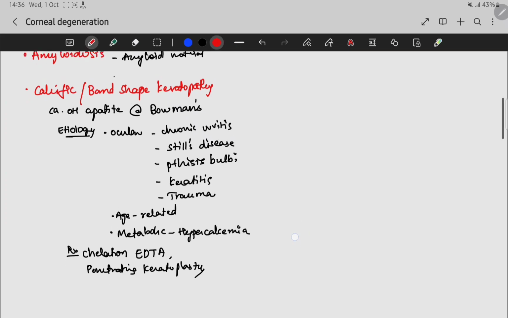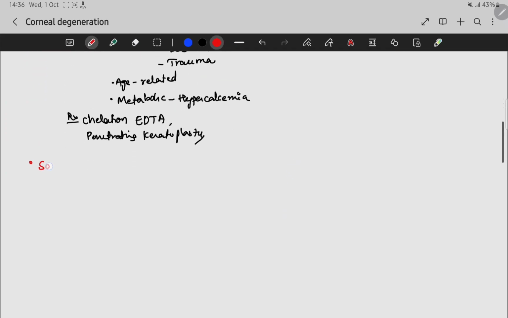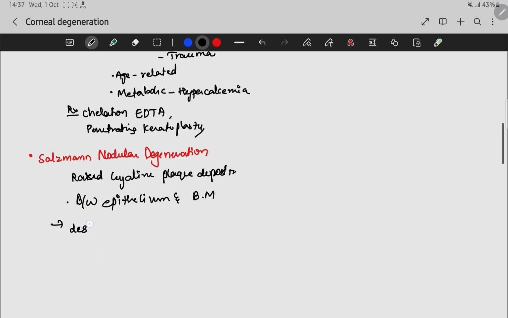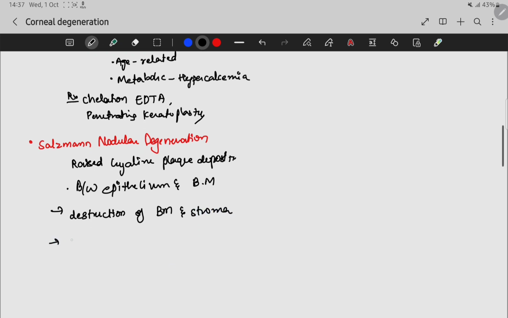Then we have Salzmann nodular degeneration. In this there are raised hyaline plaques which are deposited between the epithelium and the Bowman's layer. They undergo degeneration and form a nodular structure. There is destruction of the Bowman's membrane and the stroma, leading to that nodular appearance. These are commonly unilateral and are seen in females.